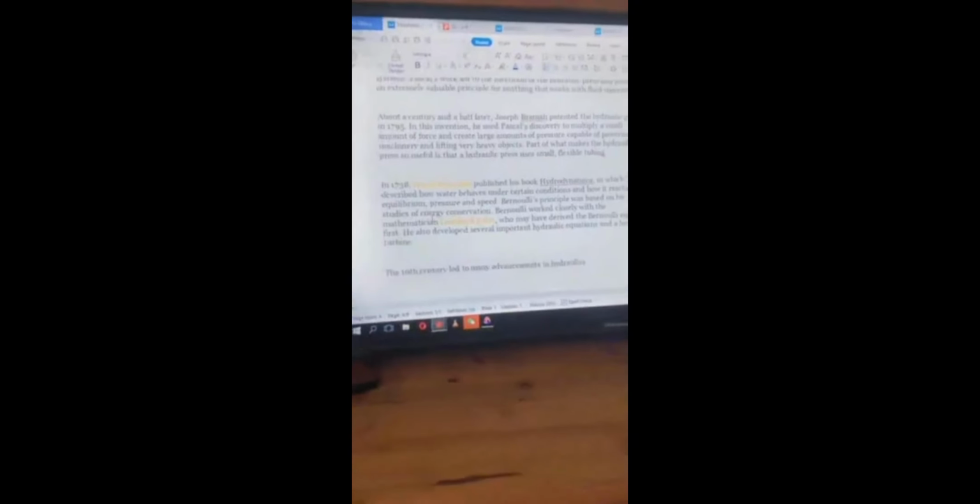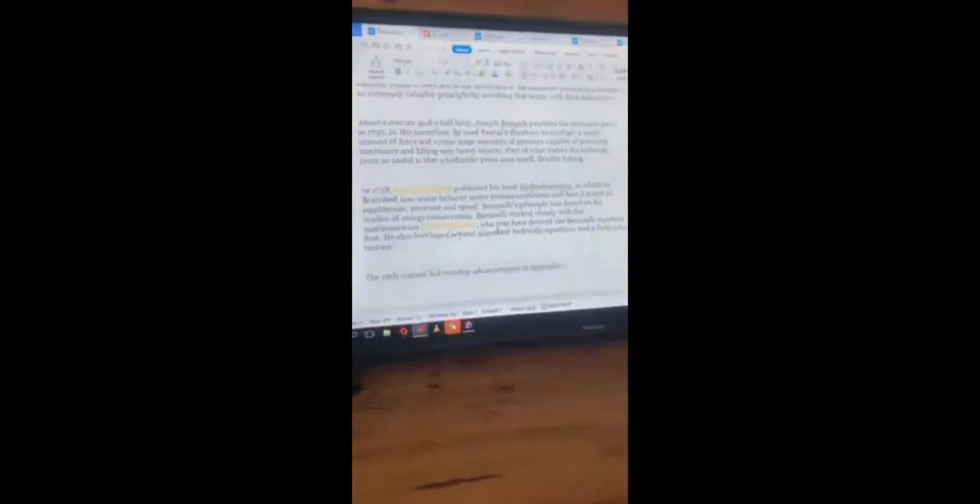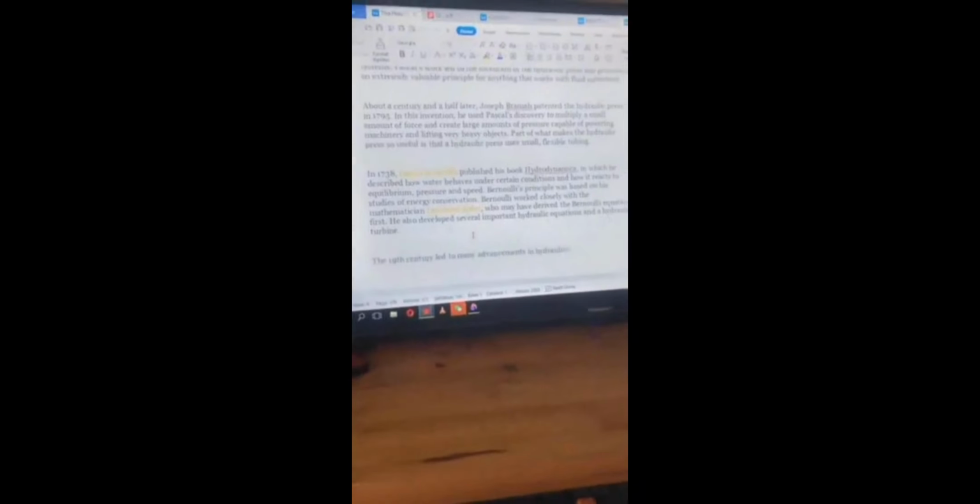To continue summarizing, Daniel Bernoulli published a book called Hydrodynamica, in which he described how water behaves under certain conditions and how it reacts to equilibrium, pressure, and speed. Bernoulli's principle was based on studies of energy conservation. Then Bernoulli worked closely with the mathematician Leonhard Euler, who discovered Bernoulli's equation, which is very difficult, by the way. Me too, I don't understand, but maybe Lao Shi is going to teach us. He developed several important hydraulics equations and the hydraulic turbine.